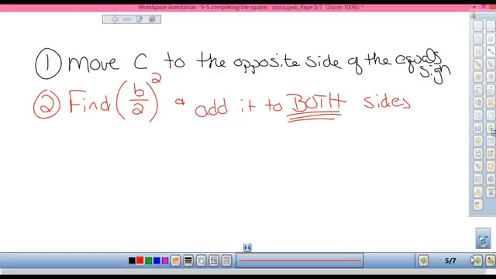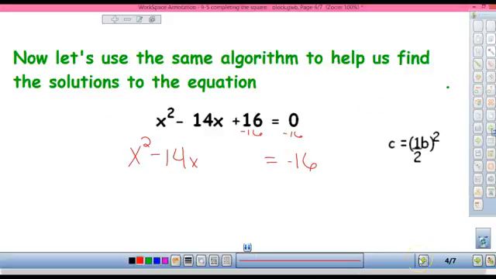Got it? All right. So, what is my b? So negative 14 divided by 2 is negative 7. Squared is 49. So what do we have to do with that 49? We're going to add it to both sides. So in this blank that you just left, you're going to go plus 49. And over here, you're going plus 49.